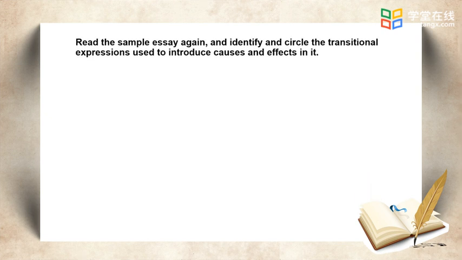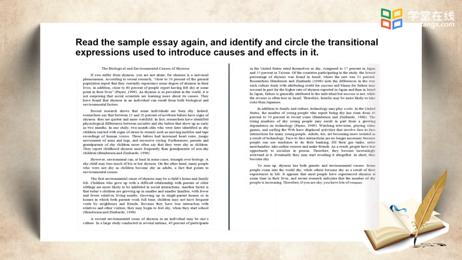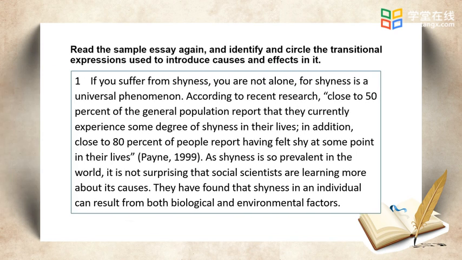Now, let's work on an exercise. Read the sample essay again, the biological and environmental causes of shyness, the article we talked about last time, and identify and circle the transition expressions used to introduce causes and effects in it. I strongly suggest that you take a pause and spend 5 minutes doing the exercise before coming back to the video. Have you finished the exercise? It's not difficult to find all the transition expressions for causes and effects in the essay, is it? Let's look at it together now.